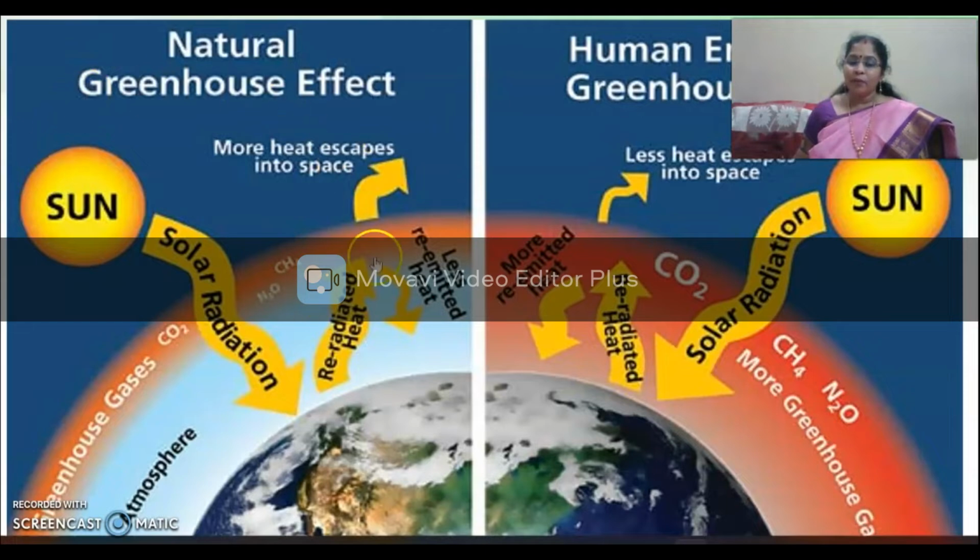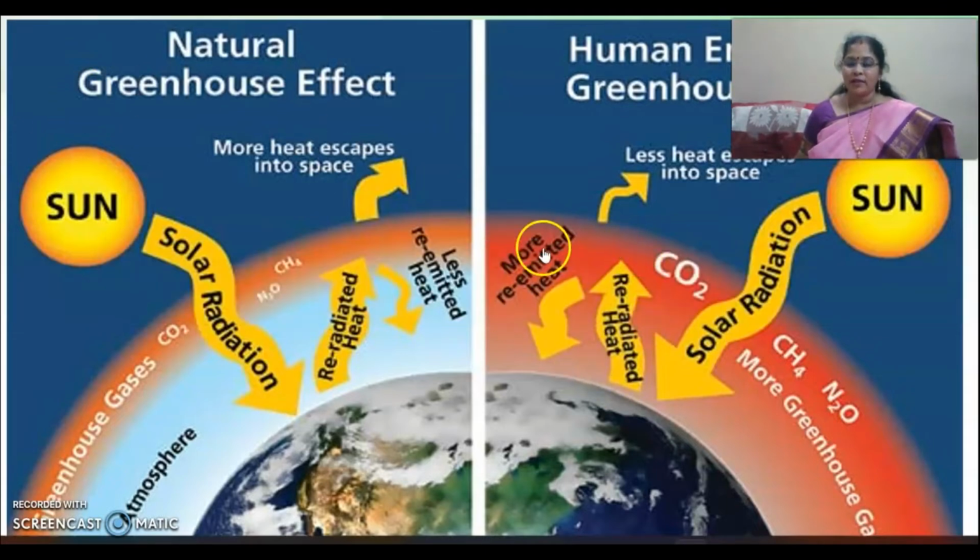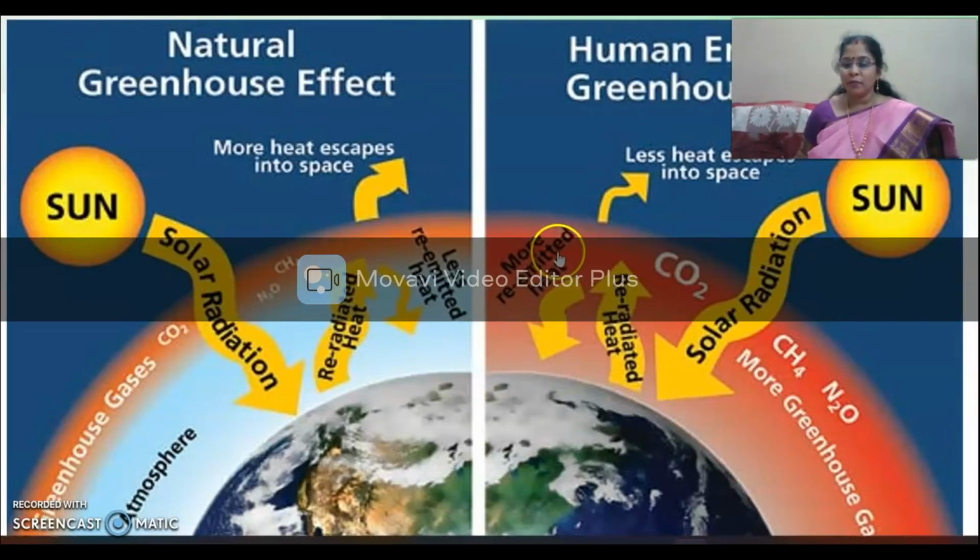Then, because of human activities, we have increased the level of the greenhouse gases. You could see over here, the red color is the normal natural effect of the greenhouse gases. Here you could see the enhanced greenhouse gases because of human activities of burning fossil fuel, deforestation, cutting down trees, population explosion.